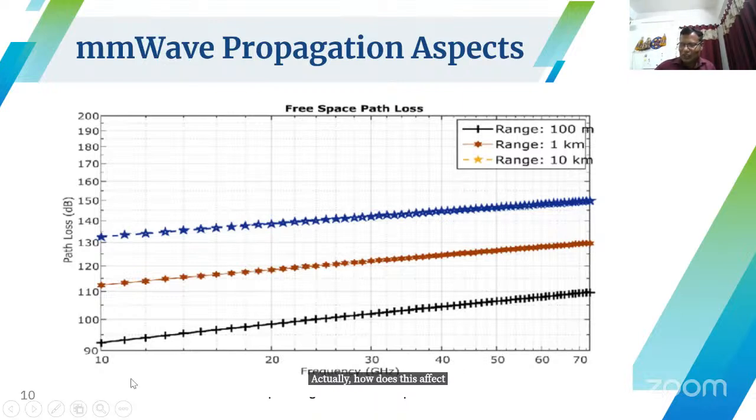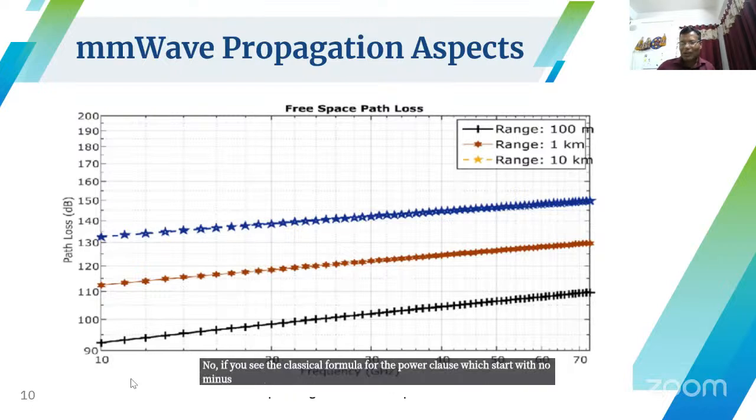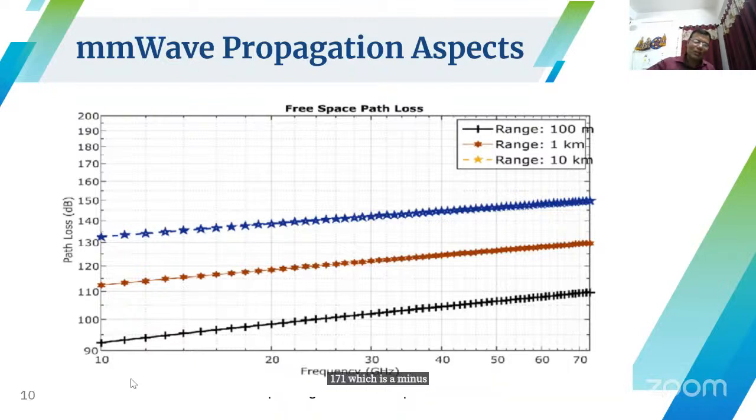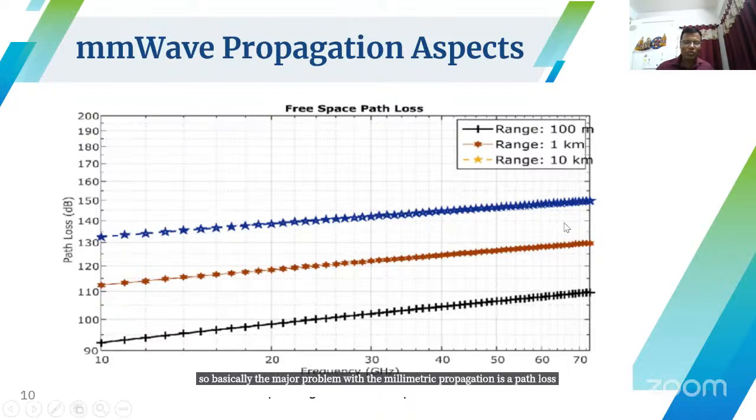If you see the classical formula for the path loss, which starts with minus 171 dB plus 20 log of frequency, 20 log of delay, and 20 log of bandwidth, it is a classical path loss formula, which is primarily governed by your thermal noise. So the thermal noise is the one which controls our attenuation of the path loss. If my signal is below my thermal noise, I will not be able to detect it. So basically, the major problem with the millimetric wave propagation is a path loss, which has been demonstrated over here.